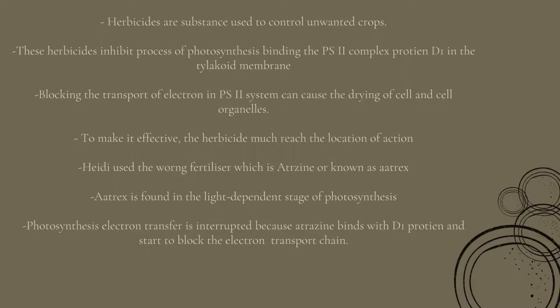Atrazine is found in the light dependent stage of photosynthesis, and it also inhibits photosystem 2, and it changes the components from photosystem 2 to photosystem 1 in the electron transport chain, and it is also used for the production of energy, which is ATP, through the phosphorylation process.